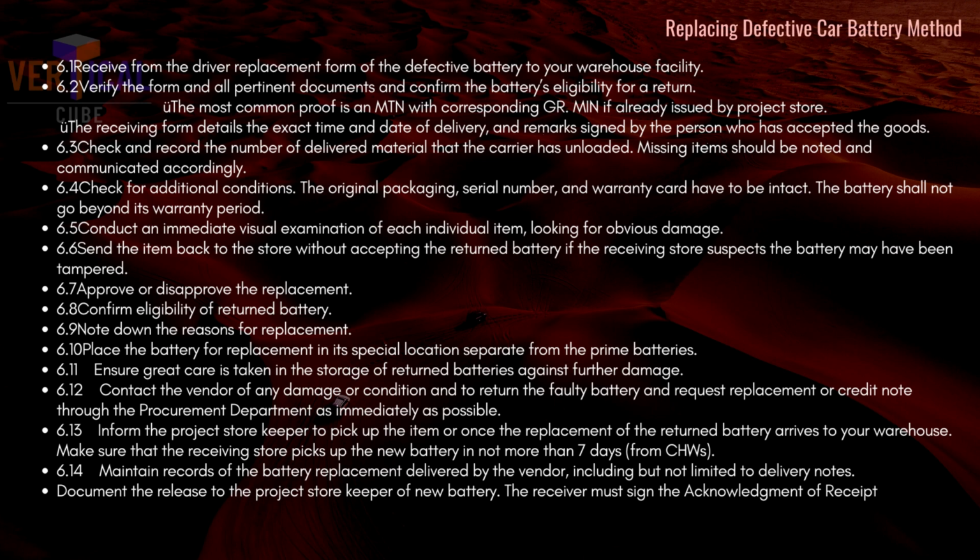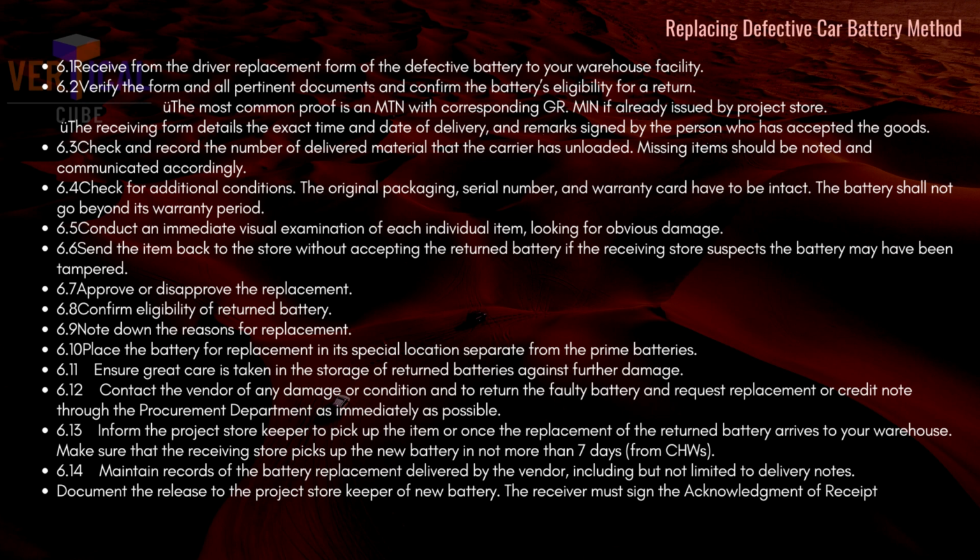6.10 Place the battery for replacement in its special location separate from the prime batteries. 6.11 Ensure great care is taken in the storage of returned batteries against further damage. 6.12 Contact the vendor of any damage or condition and to return the faulty battery and request replacement or credit note through the procurement department as immediately as possible.